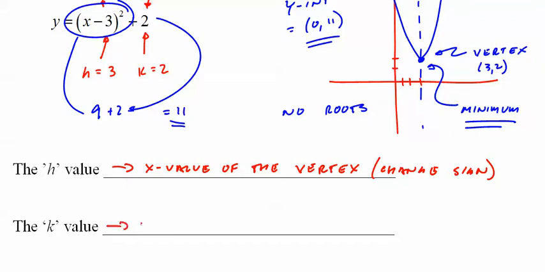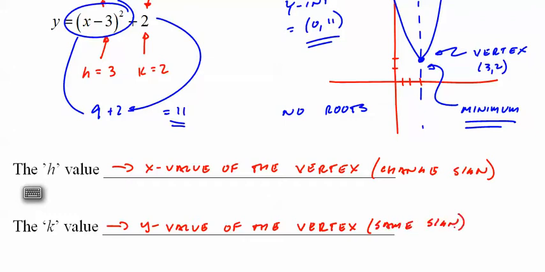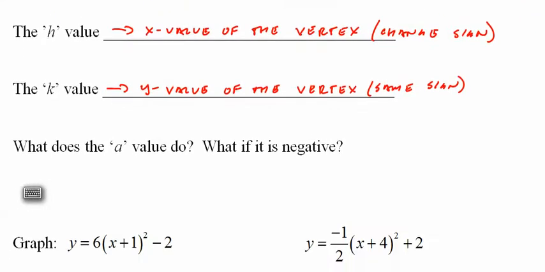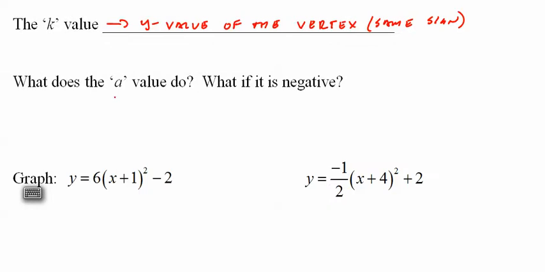And the k value is the y value of the vertex. And that's the same sign. You don't touch that one at all. If it's plus k, plus 4, it's 4. If it's minus 4, then it's minus 4. Simple, simple. Now the a value was just 1.